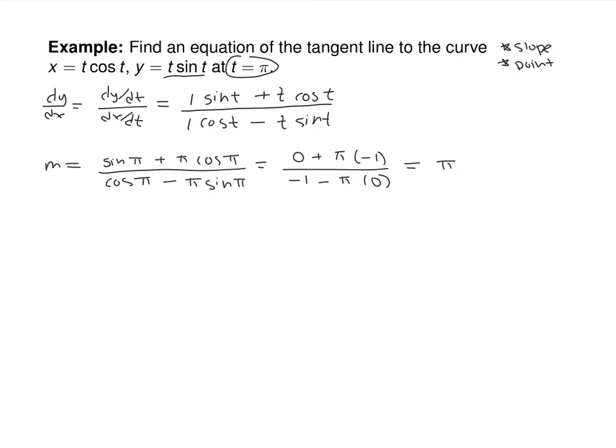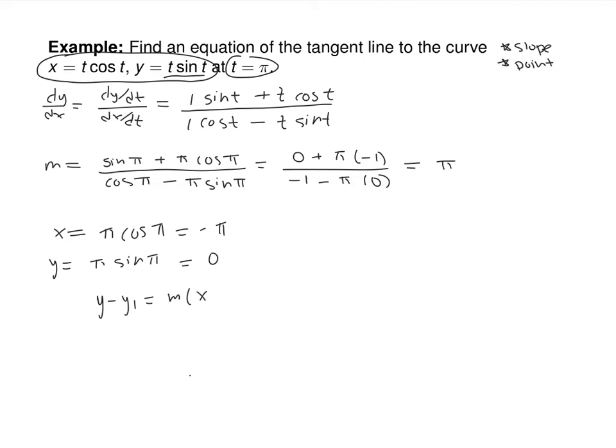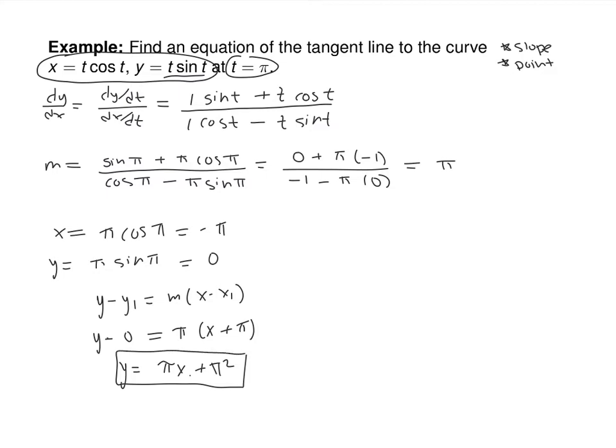Now the other question is, how do you find your point? You need the x and y coordinates. Well, you use the fact that t is pi and you use your original equations. The x coordinate is given by t cosine t, so the x coordinate is pi cosine of pi, which is -pi. And the y coordinate is pi sine of pi, which is 0. And then to get the equation, we use the point slope form of the equation of a line: y minus y1 equals m times x minus x1. So y minus 0 equals pi times x plus pi, or y equals pi x plus pi squared. So there is the equation of the tangent line.